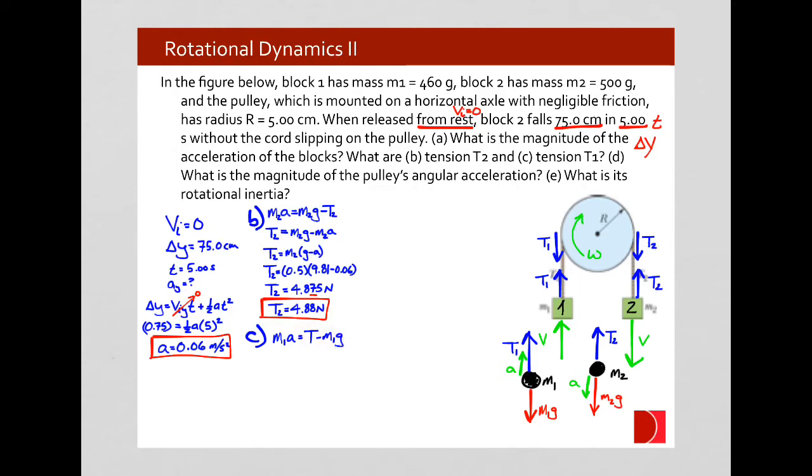Or we can see here tension is, we see that T1 is greater because T1 has to hold up M1 and accelerate it upward. It has to do both, and so its tension is a greater amount, relatively speaking. The mass of M1 is 460 grams, and we can find T1 thusly.